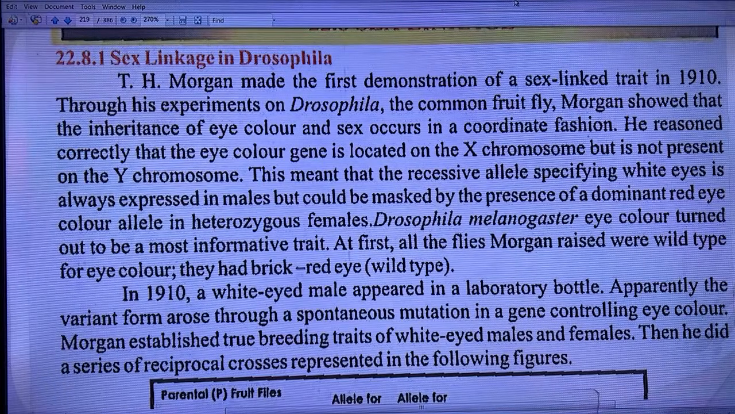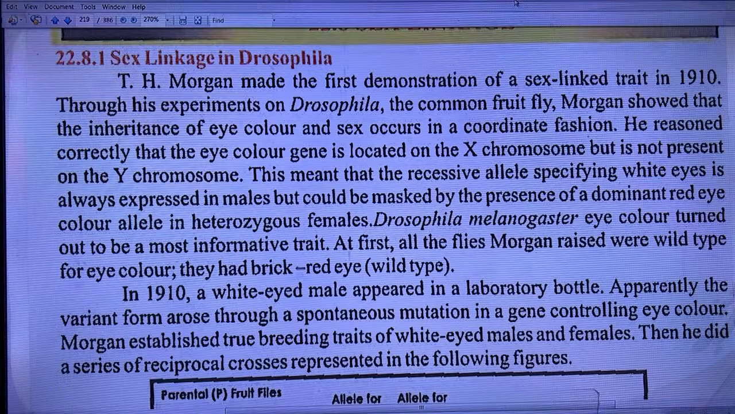He reasoned correctly that the eye color gene is located on the X chromosome but is not present on the Y chromosome. This means that the recessive allele specifying white eyes is always expressed in males but could be masked by the presence of the dominant red eye color allele in heterozygous females.